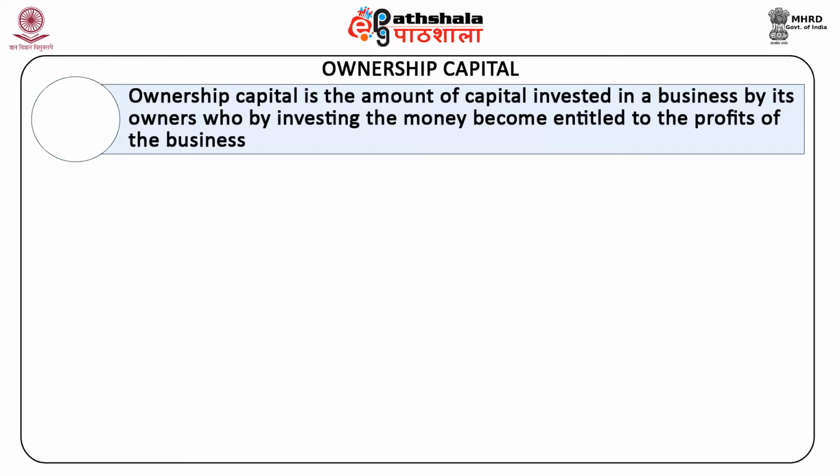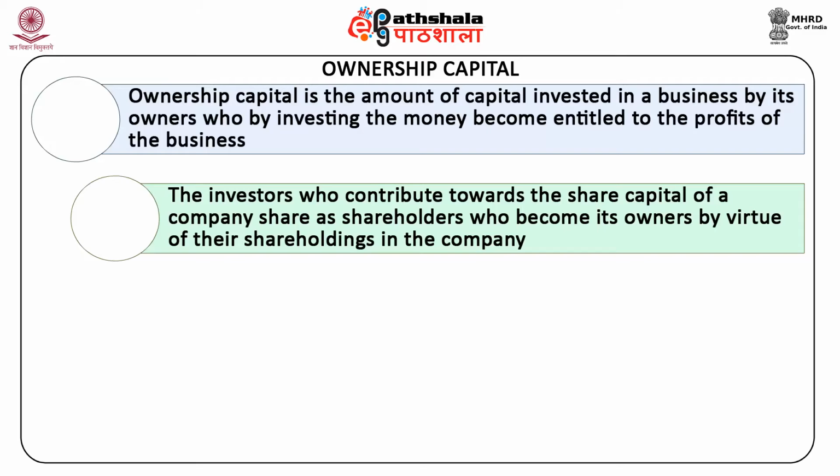In case of sole proprietorship, the individual owner normally invests capital from his own savings, whereas in partnership firm, each partner contributes capital as mutually agreed among partners. While in case of companies, capital is raised by issuing shares. The investors who contribute towards the share capital of a company are known as shareholders, who become its owners by virtue of their shareholdings in the company.